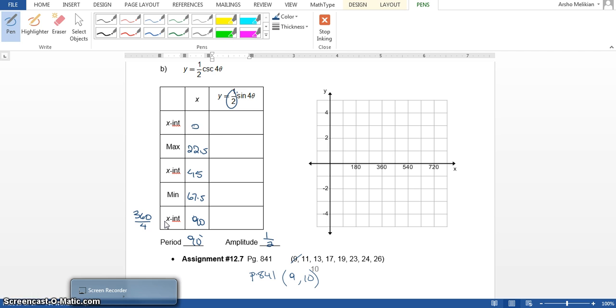Should we change the graph? That'll be very tiny. Yeah, we'll change it. Okay.